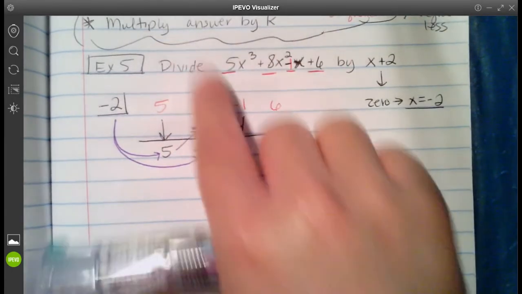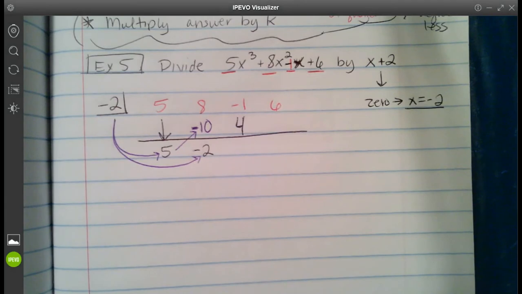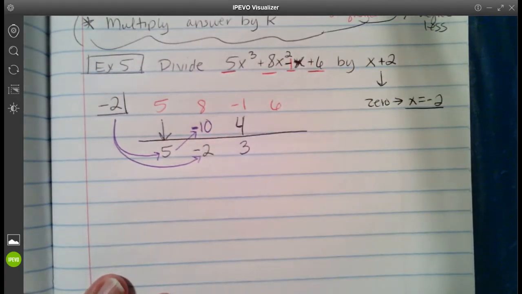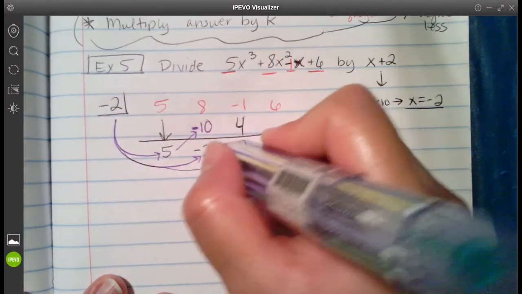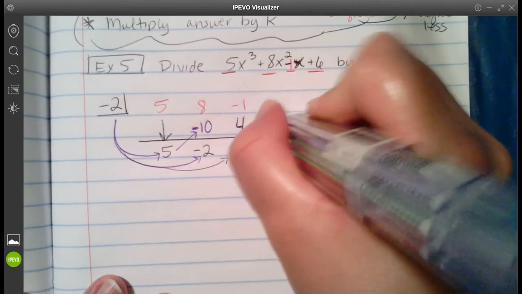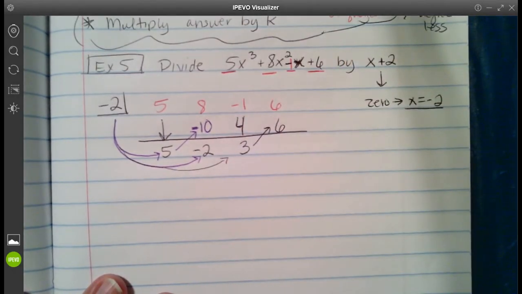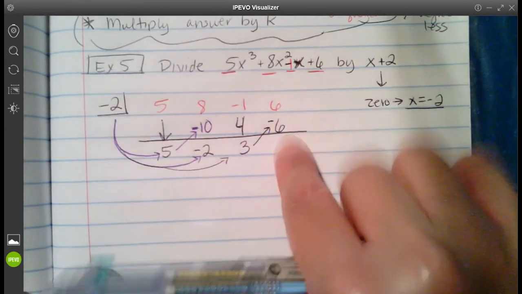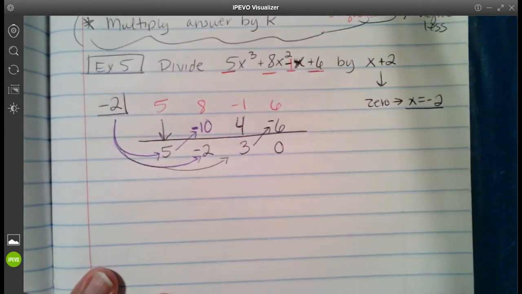Combine these two. I guess I should say combine, not subtract, but it works fine either way. Negative 1 plus 4. Oh, where is my, can't find my purple here. Well, that's okay. I'll just stick with this. It's going to give me 3. And then we multiply. So negative 2 times 3 is negative 6. Combine these two, and that gives me a 0.